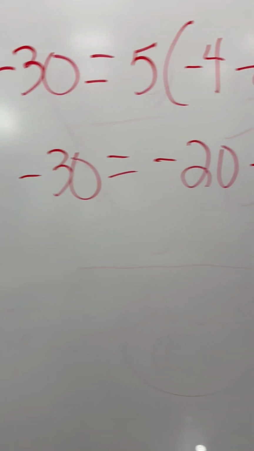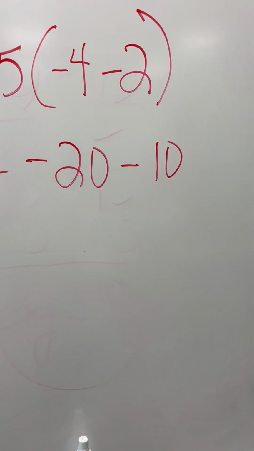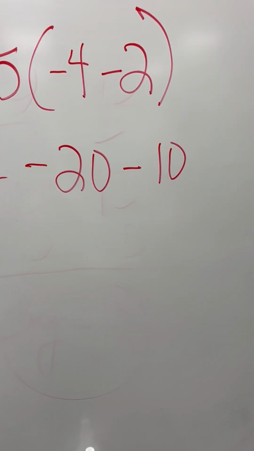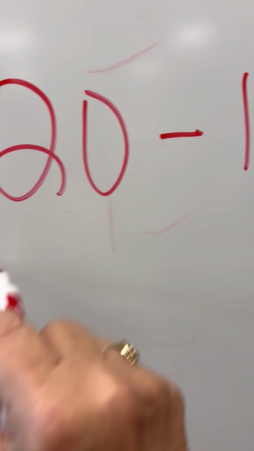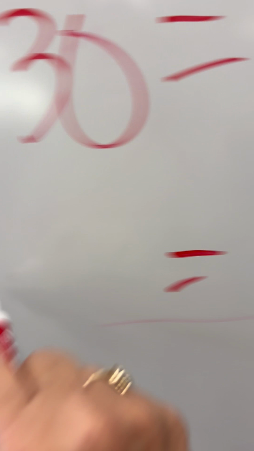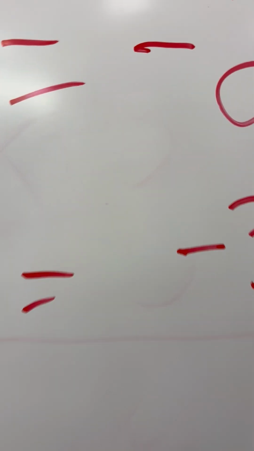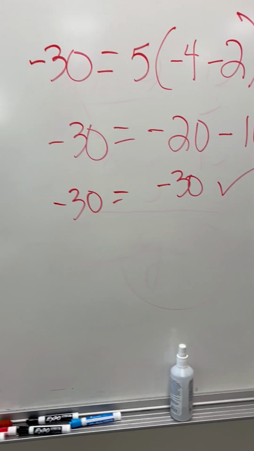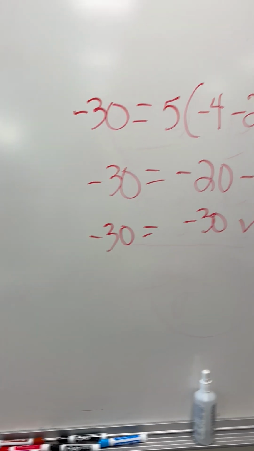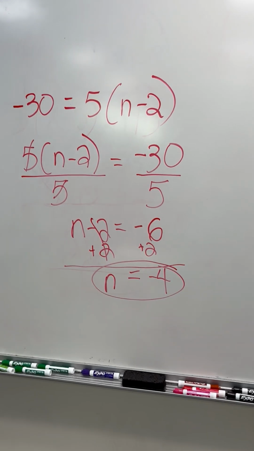Is it true that negative 30 equals negative 20 minus 10? The signs are alike on the right side, so I add and keep the sign, and yes, it is correct. Negative 30 is equal to negative 30. So not only have I solved this, but I've also checked, and my answer is correct.